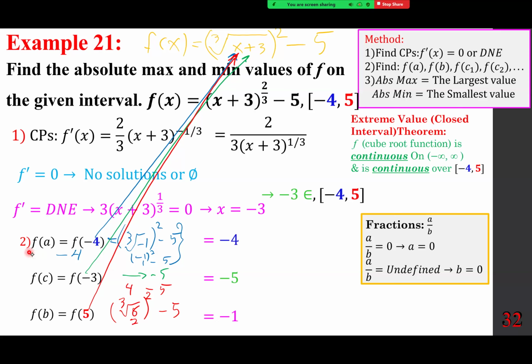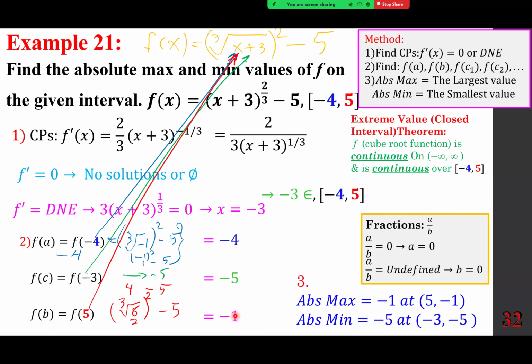Which means the largest value is this. Since all of them are negative, this becomes the largest value. That's the absolute max. This becomes the smallest value. Here's how you write it. Absolute max equals -1 at the pair 5, negative 1. Absolute min equals -5 at the pair -3, -5. Sometimes they just want the x, sometimes they want the pair. But please understand, absolute max and min refer to the y coordinate of the function.